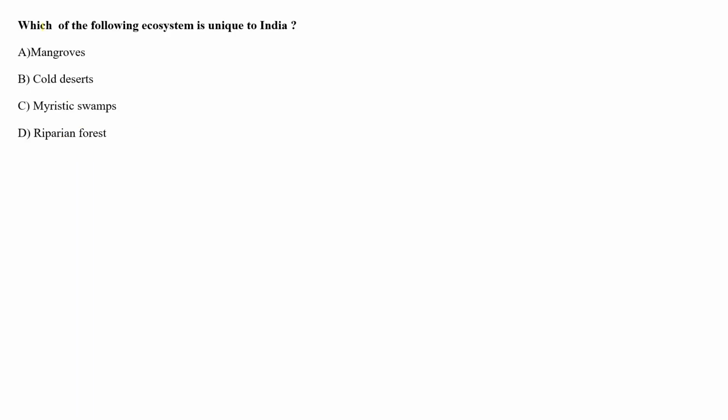Which of the following ecosystems is unique to India? A. Mangroves, B. Cold desert, C. Meristic swamps, and D. Riparian forest. So, mangroves are the unique type of coastal ecosystem found in tropical and subtropical regions. Also, they are dense forests of salt-tolerant trees and shrubs that thrive in the intertidal zone where land meets the sea. So, option number A is the correct one, mangroves.